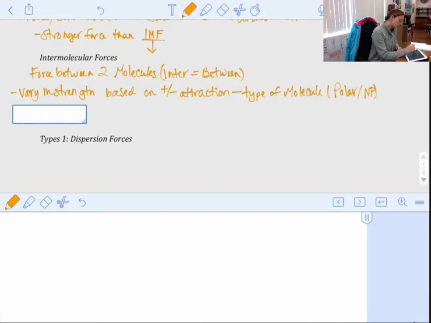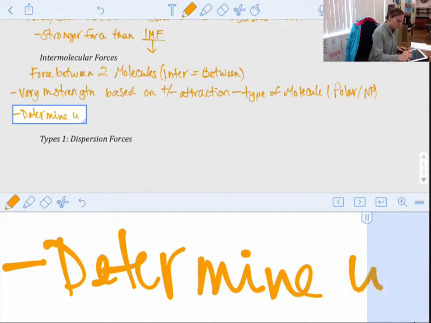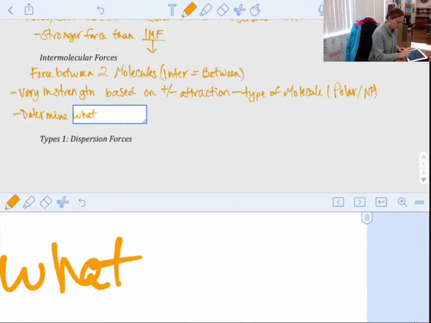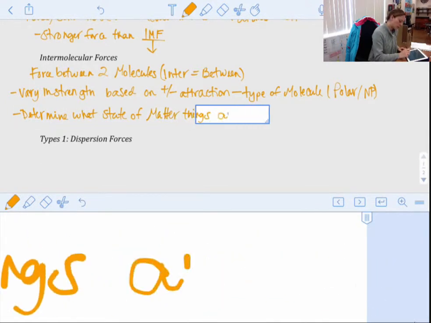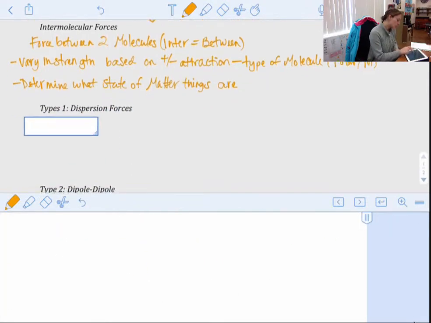These intermolecular forces, like I kind of hinted at a second ago, actually determine what state of matter things are, naturally. And we're going to look more at that here at the end when we talk more about what these are. Okay, so there are three basic types of intermolecular forces, and we're going to start out with what is the weakest force, and it's called a dispersion force. They are also called London dispersion forces, but we tend to just call them dispersion forces.